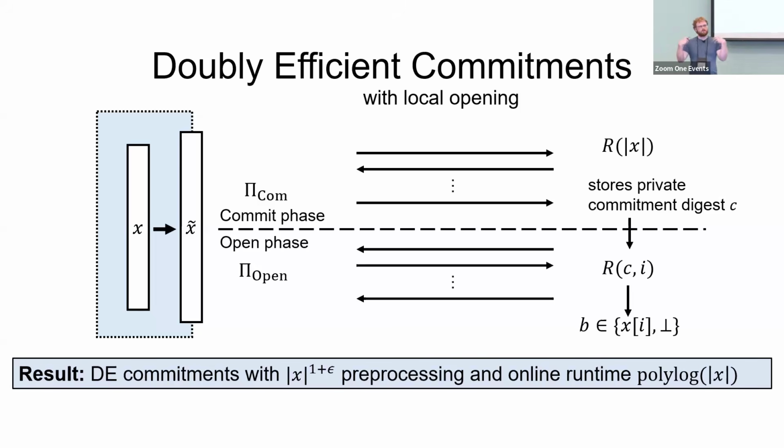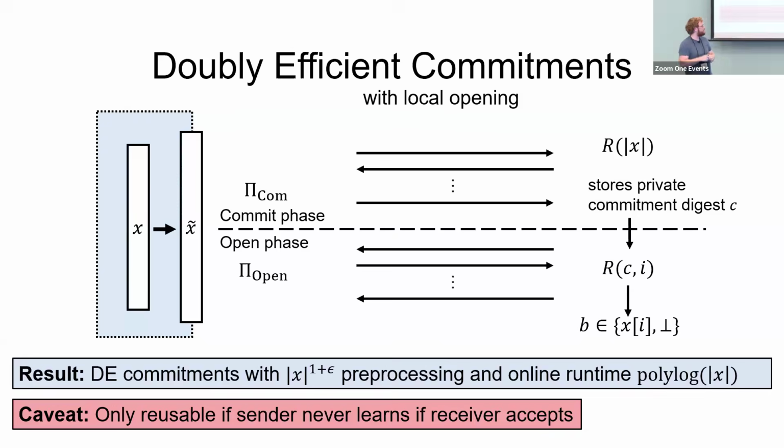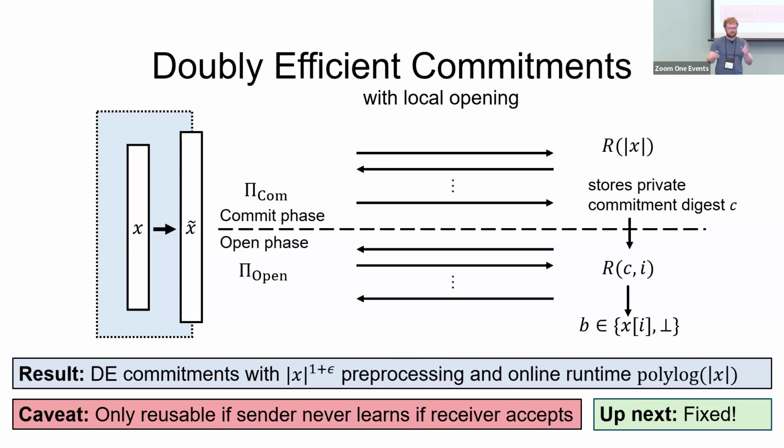And so what we do is we build doubly efficient commitments with this same sort of efficiency properties as DPIR, a slightly superlinear preprocessing phase and then a polylogarithmic online runtime. There is a caveat to our construction: it is not reusable if the sender is able to repeat this process over and over and keep learning the receiver's output bit, whether it accepts or rejects. In Donna's talk, she will show how their work fixes this problem and gets an improved version. And so I will defer all the technical details for the construction of doubly efficient commitments to her talk.